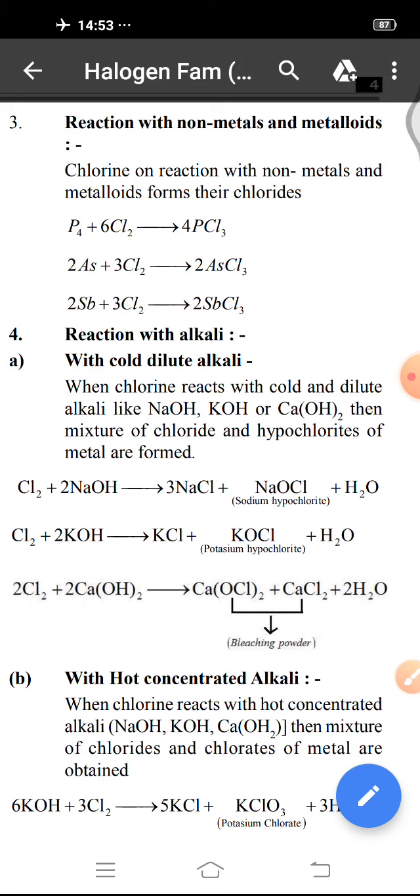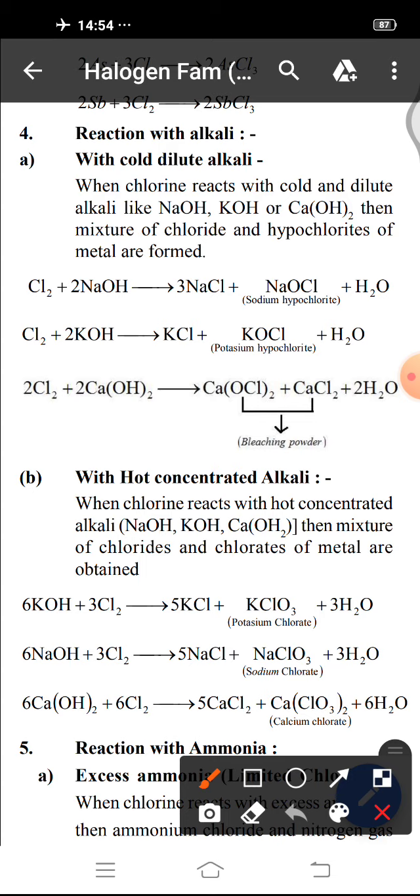When chlorine reacts with cold dilute alkali like NaOH, KOH or calcium hydroxide, it forms a mixture of the metal chloride, the metal hypochlorite and water. The hypochlorite radical is ClO minus.